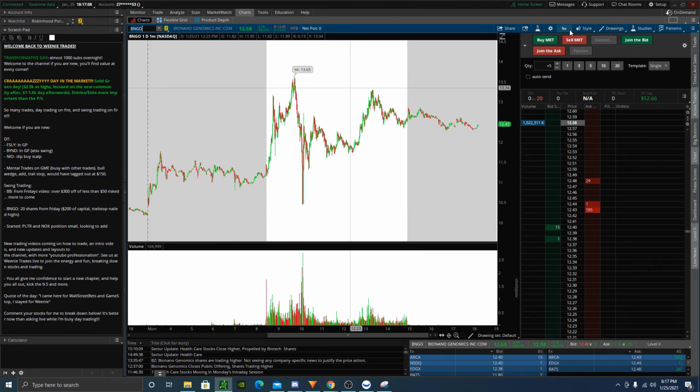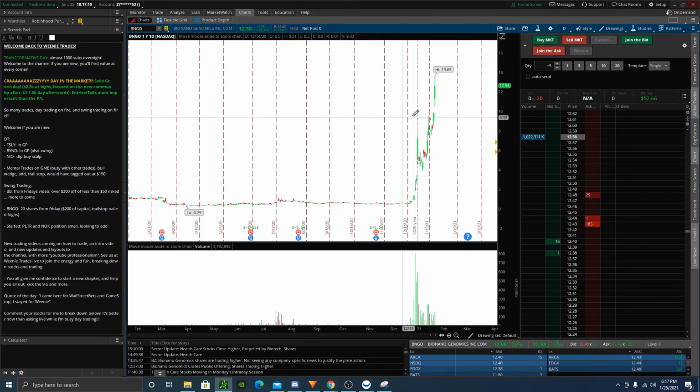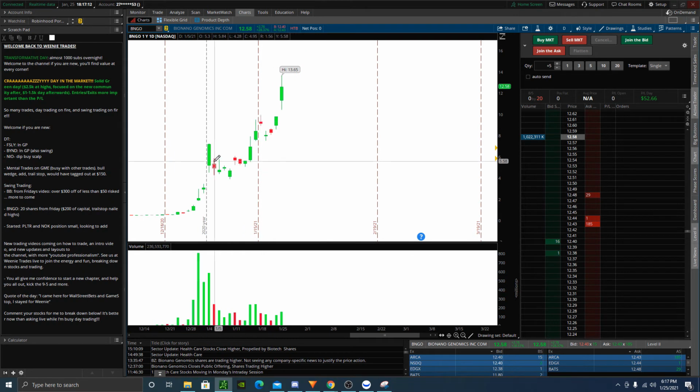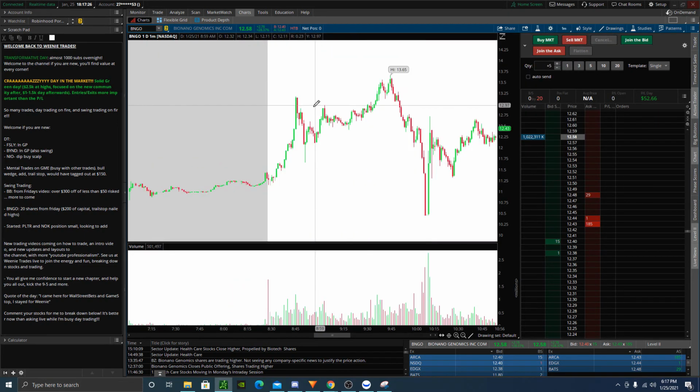If you were here for Friday's live stream, BNGO had a similar setup to BlackBerry. We have our highs. We pull up. We come back, tested as support. That's textbook. And then boom, we get the breakout. Nice, good gap up. We only used 20 shares, $200. And boom, we were able to capture $52 because we just trailed up our stops.